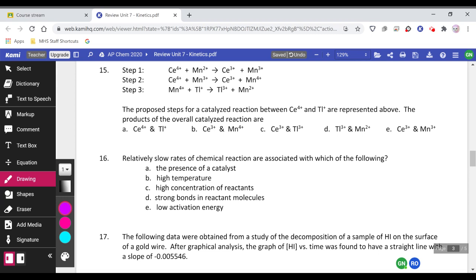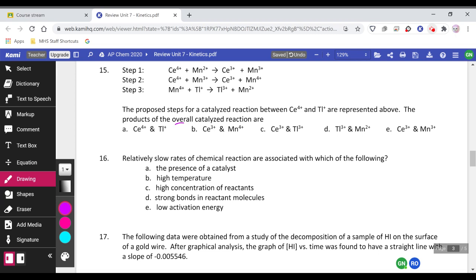Okay, let's look at this reaction mechanism problem. They're showing us some elementary steps. It says the proposed steps for a catalyzed reaction between Ce4+ and Ti+ are represented above. The products of the overall catalyzed reaction are. Okay, so how are we gonna tackle that? What are we gonna have to do to those steps to see our overall? We're gonna have to start canceling things out, those that appear on both sides for sure.